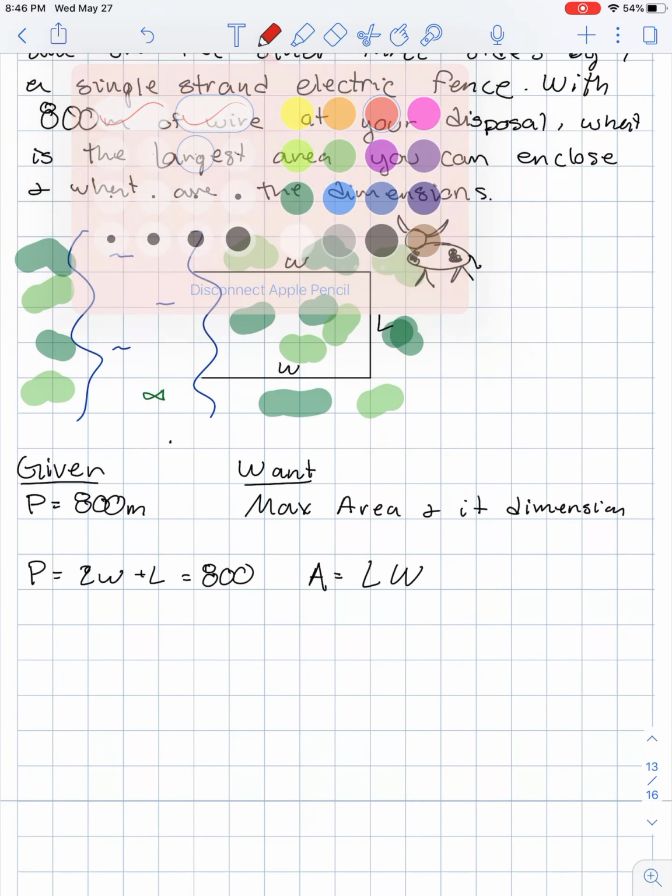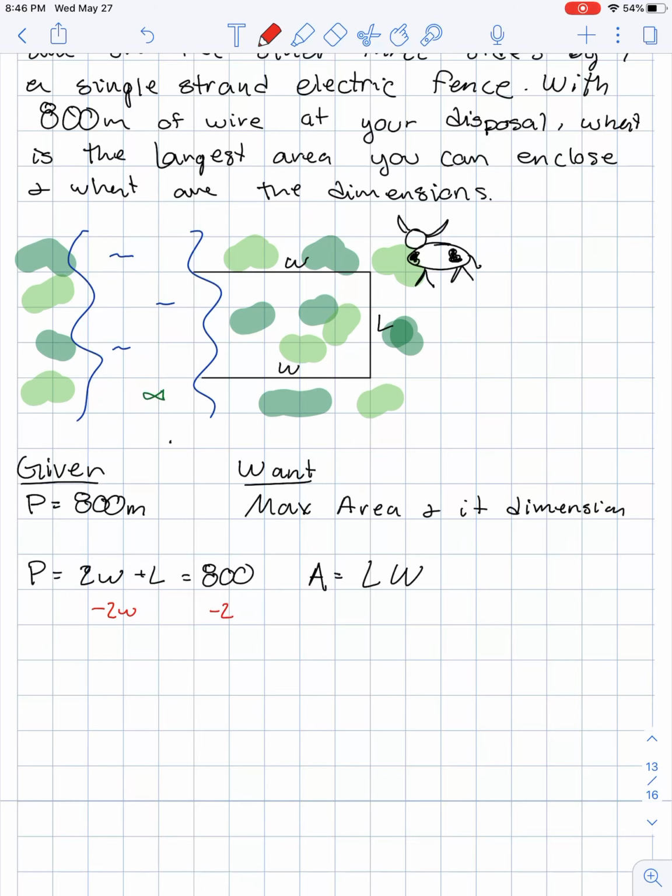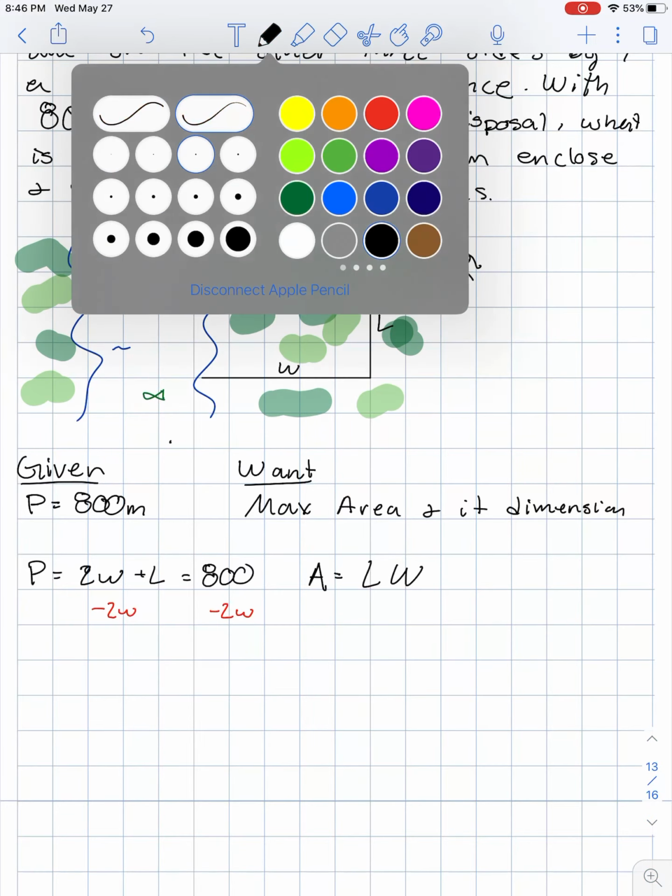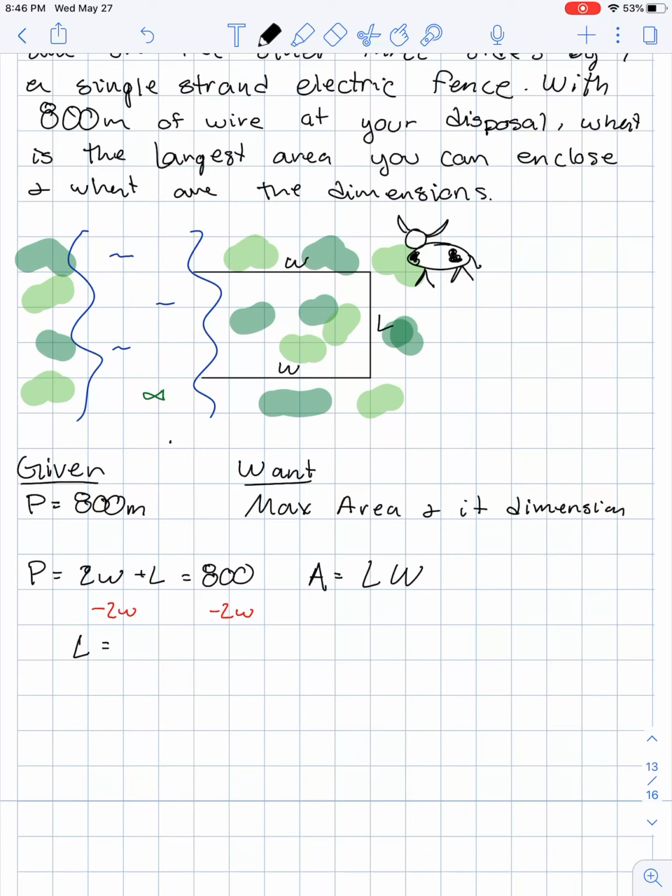So let's subtract 2W from both sides of our perimeter equation. Then we'll get that L is equal to 800 minus 2W. And then I can plug that in to L in my area equation, right? They both represent length. Beautiful. So now we're going to distribute. So I'm going to get 800W minus 2W squared. Okay?